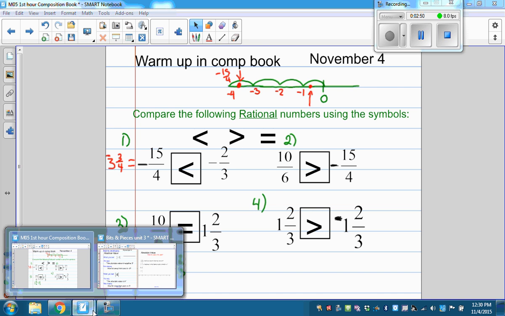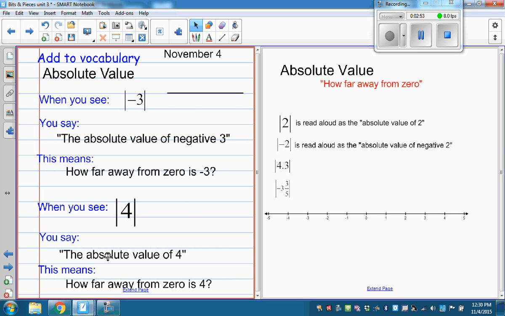The next thing that we talked about in class was, what does the term absolute value mean? We added this page to our notebook because one of the big challenges when we learn something new is being able to speak about it. When you see a number inside 2 straight lines like that, the way you read this is the absolute value of negative 3. In other words, you don't talk about the lines.